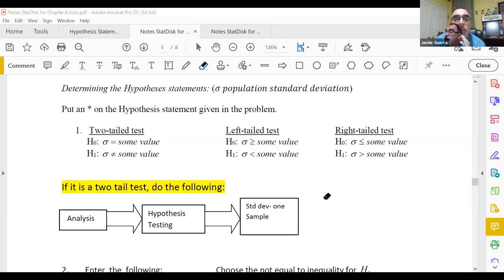Okay. All right. Here we go. I'm looking for equals. There it is. There's equals right there. It belongs with the H0. So this is going to be this one. I spotted it. So it's going to be equals to. Therefore, the other one must be not equals. So I have equals, I have not equals. It's a two-tail test.